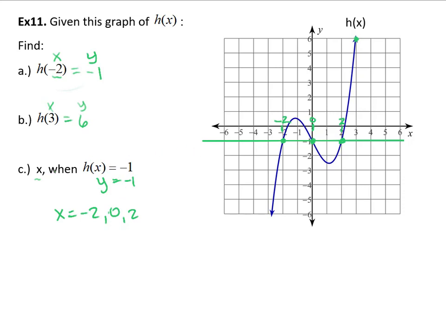So if it's asking you to find x, and it's giving you a y coordinate, that's a horizontal line. Where does that intersect my graph? And if it's asking you to find y, giving an input or an x value, that's like a vertical line. Where would that intersect my graph?